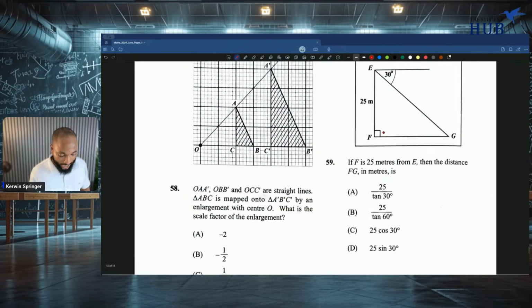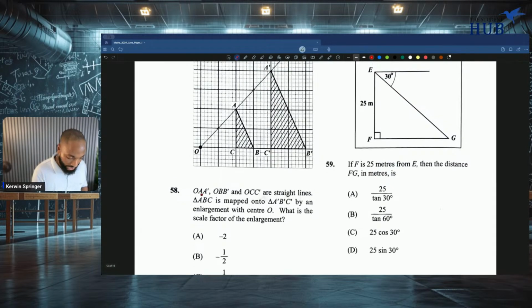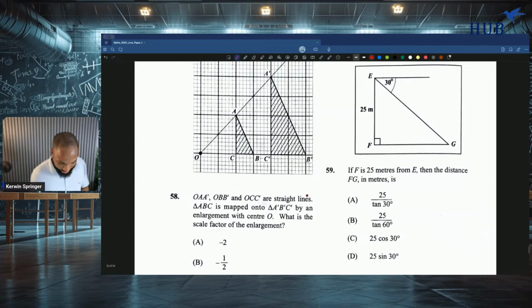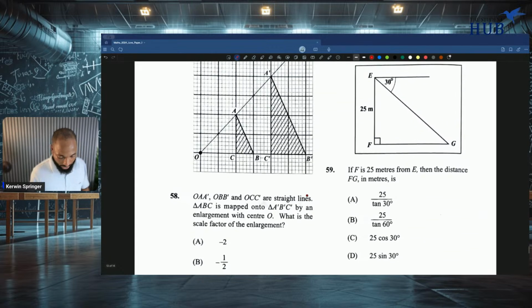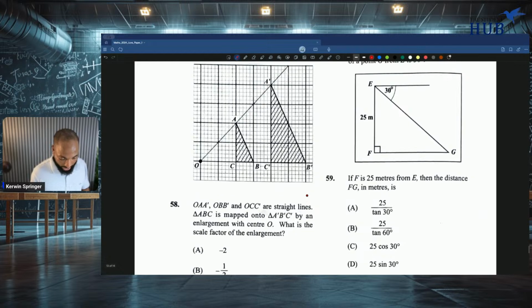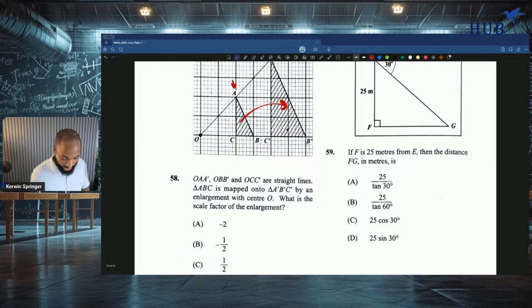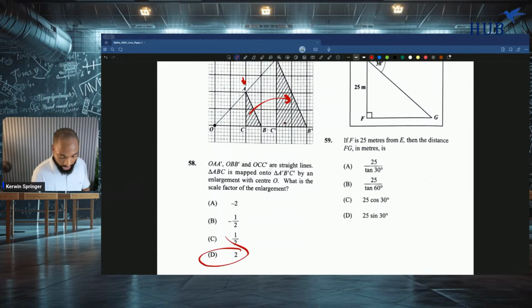OA, OB, and OC, or OA prime, OB prime and OC prime are straight lines. Okay. ABC is mapped onto A'B'C', enlargement. Once again, watch which way it's going and make sure. The prime is the image, the one without the prime is the object. So it went this way. So it's clearly an enlargement. Scale factor 2. If it went the other way, it would be scale factor half, a reduction.